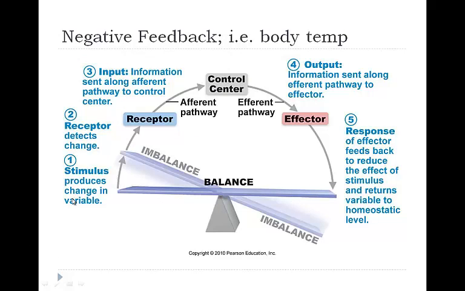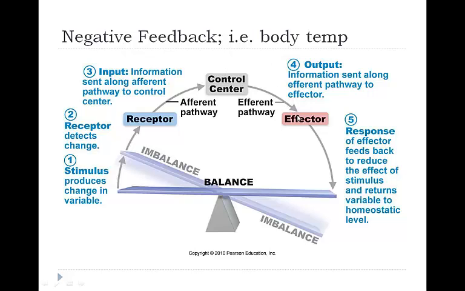So how does it work? One, you have a stimulus that is going to change the variable. So what is that? It's cold outside. That's going to make the temperature in the house drop. Two, the receptor detects change. So my thermometer within the thermostat detected that the temperature has dropped. Three, input. So we send that information to the computer in the thermostat. That computer makes a decision and it puts out information.